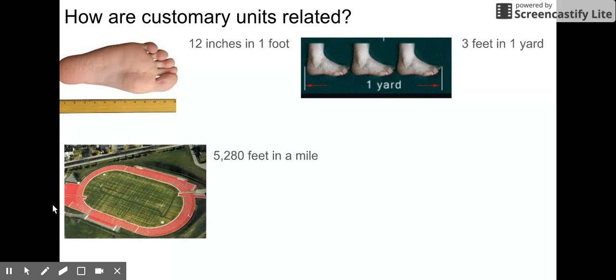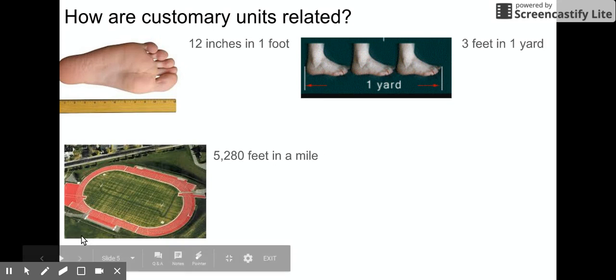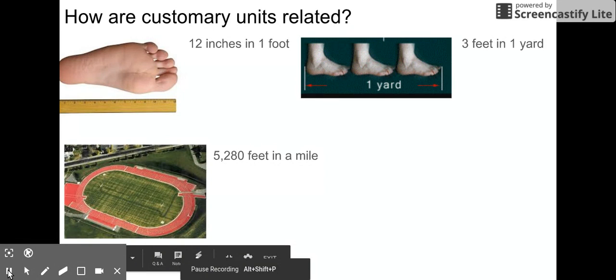There are 5,280 feet in a mile. So if you were to take your feet and walk them toe to heel, toe to heel, toe to heel, 5,280 times, that would equal a mile. We're going to be getting more into how the customary units are related and the ways that we can convert or change between the two in a later video. Let's go ahead and get some practice now with choosing the right unit to measure with.